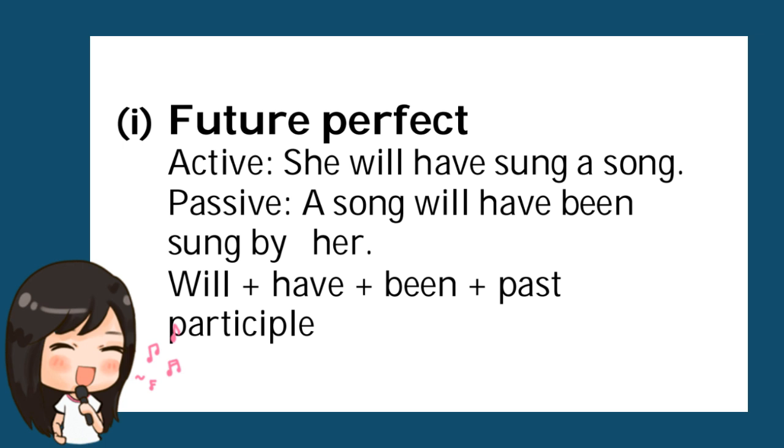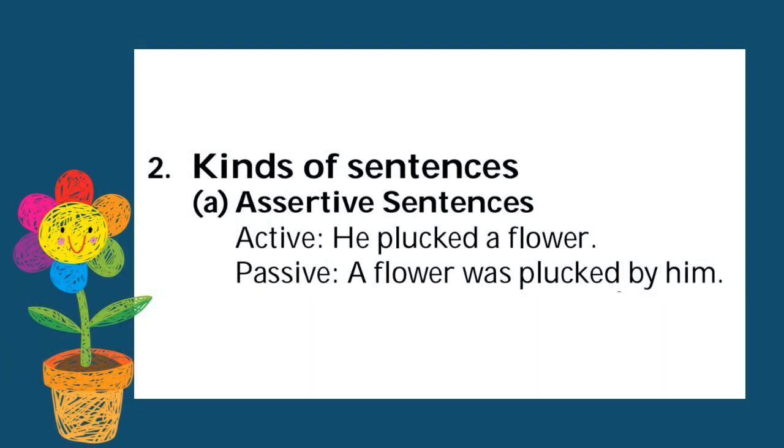So the verb became will have been sung by her. Will have been. Okay, so that's a change. Will have been plus past participle form. That's how the verb should be used in passive voice future perfect tense. Okay, now we can look at how we can change different kinds of sentences to their passive form. The verb form should be studied well, but what other changes are to be made? That's to be studied.